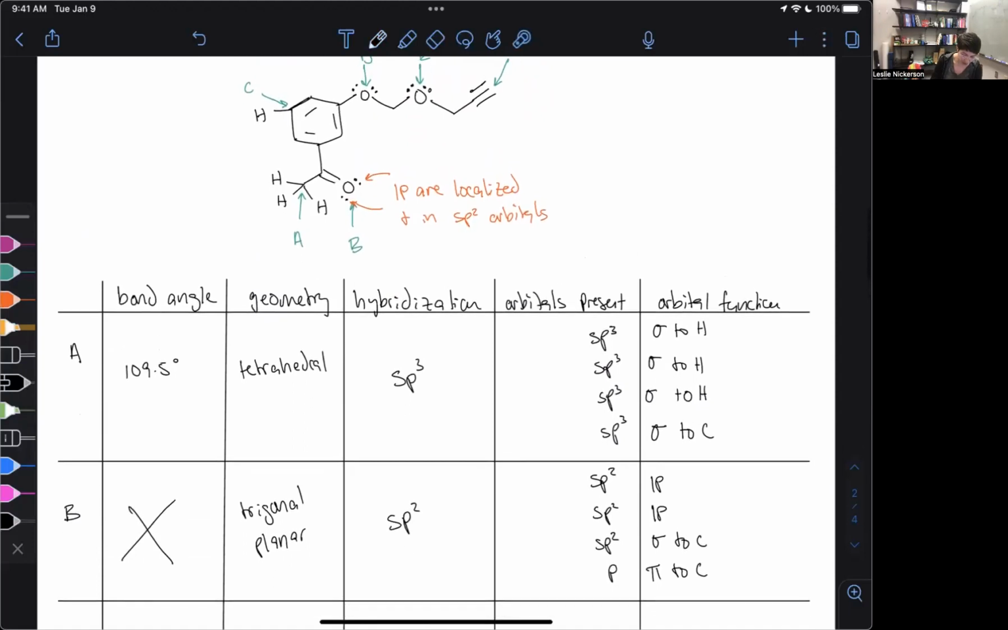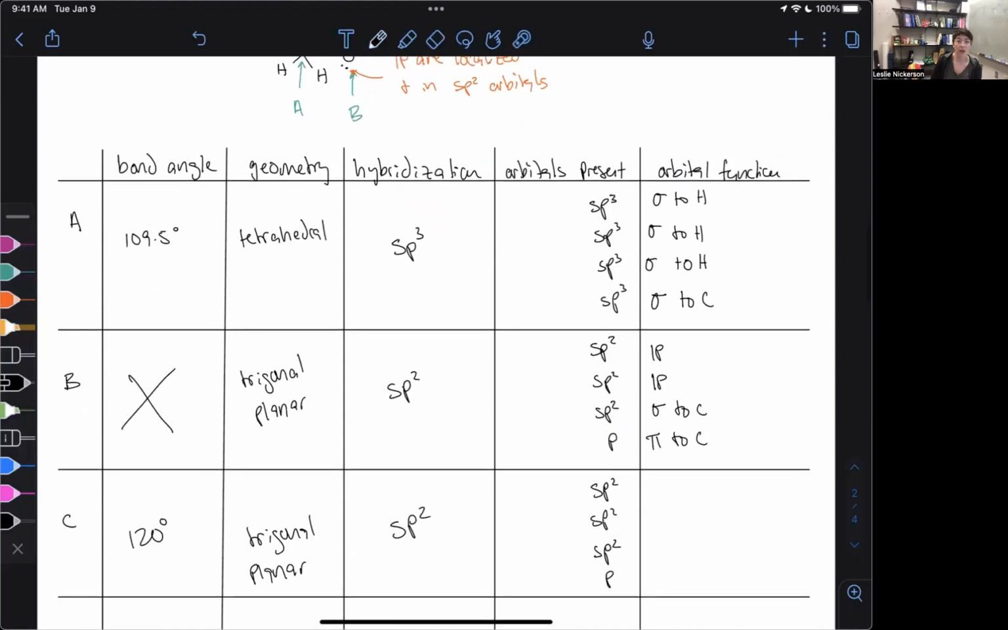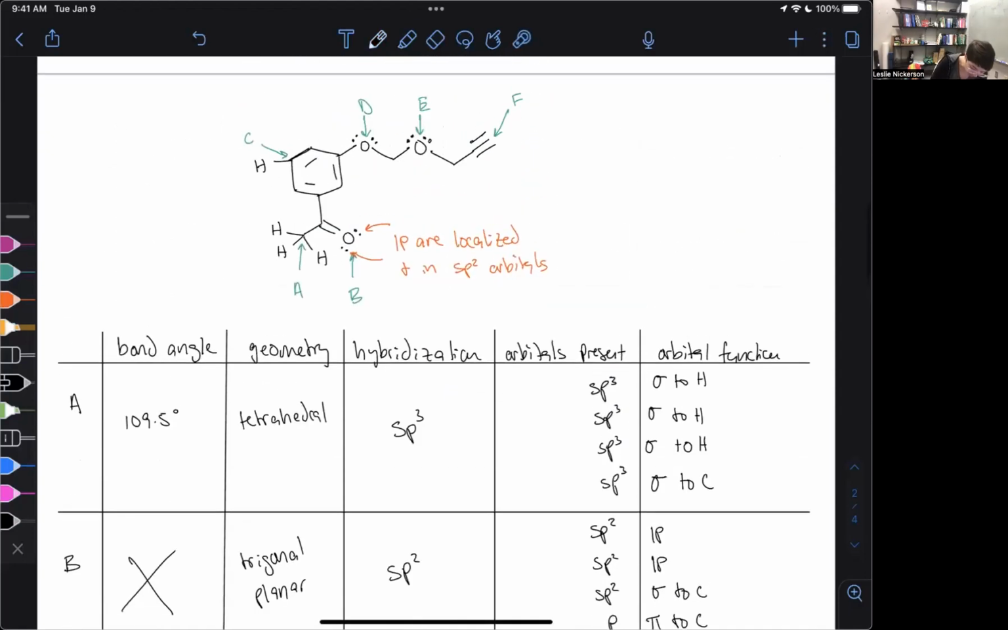All right, so then orbitals present. We know that one because it's going to be the same for every sp2 atom. Then we need to make our list of what we have going on here. So on this carbon, we've got a sigma bond to an H.